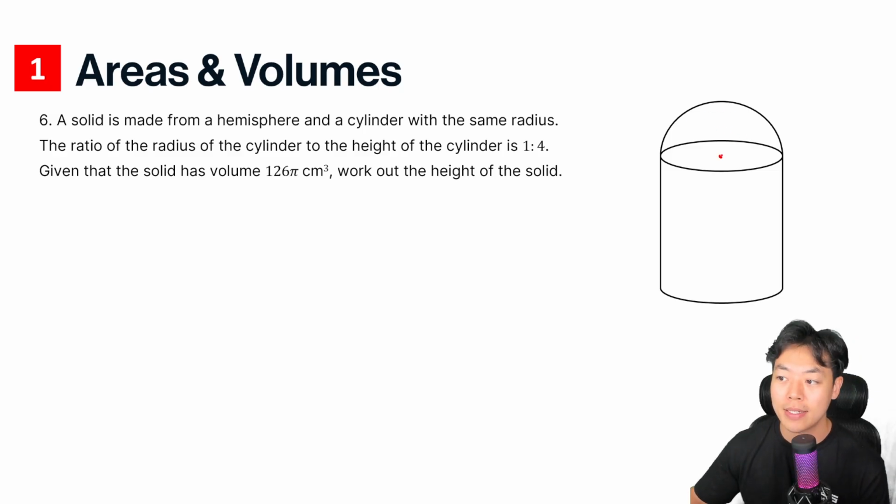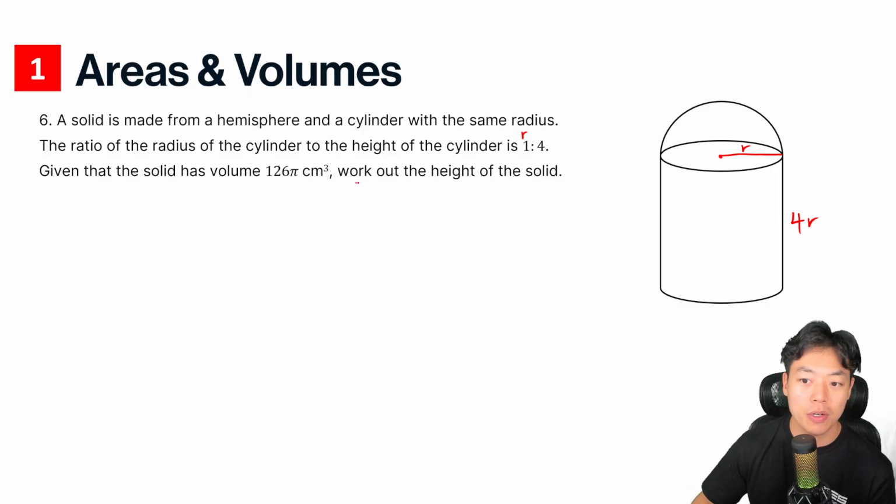Number 6, a solid is made from a hemisphere, so that's the hemisphere up here, and a cylinder with the same radius. This is our R radius. The ratio of the radius of the cylinder to the height of the cylinder is 1 to 4. So the radius is 1 to 4 the height. So we have 4r here.